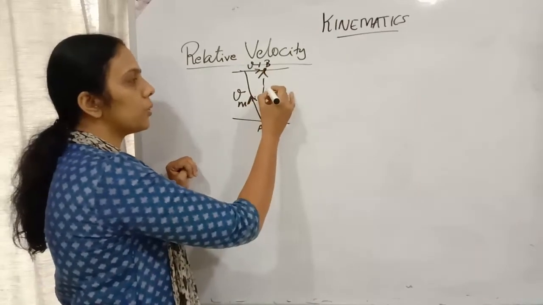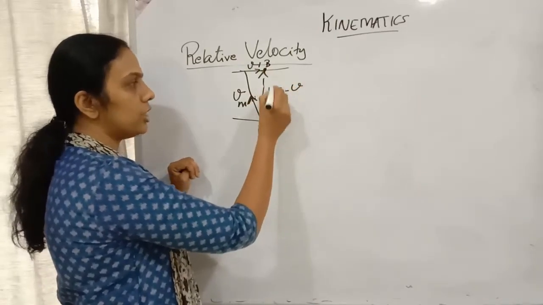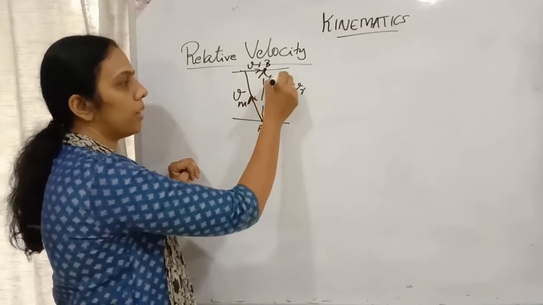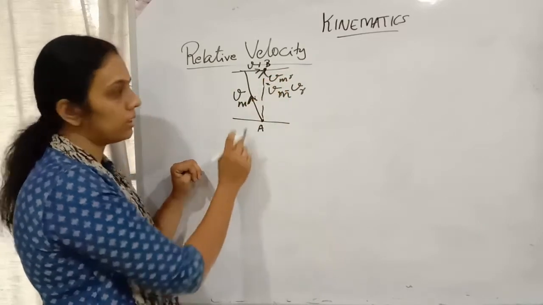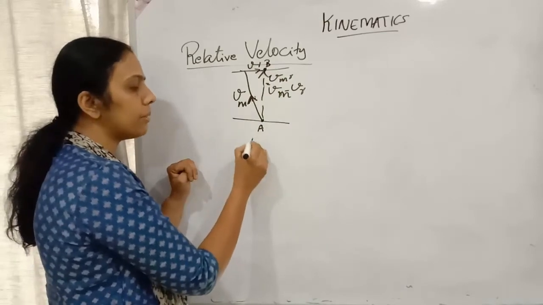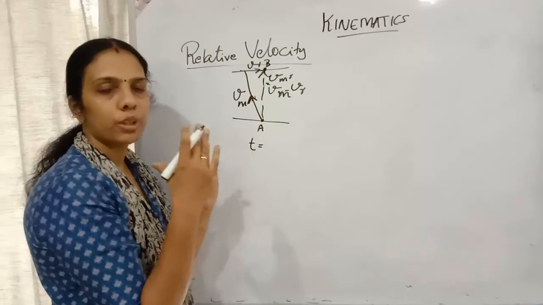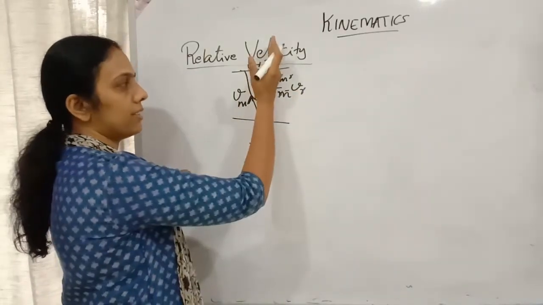Okay, clear? So the relative velocity of man with respect to river, VMR, will be VM minus VR. This will be the relative velocity. Then he can reach exactly that point. Then what will be the time he will be taking? This is for the shortest distance. For covering the shortest distance, the relative velocity Vm minus Vr will be like this.